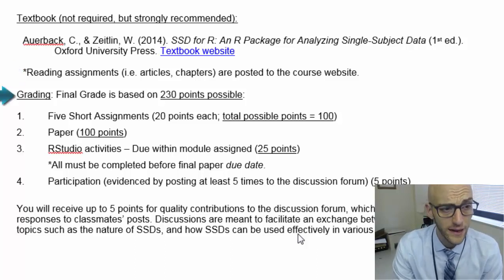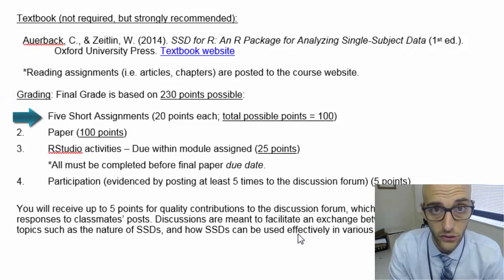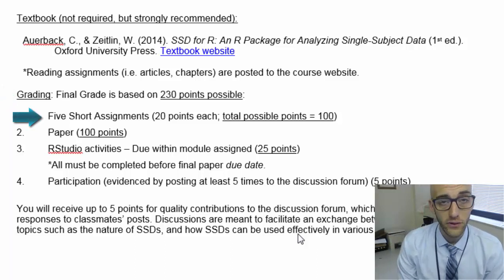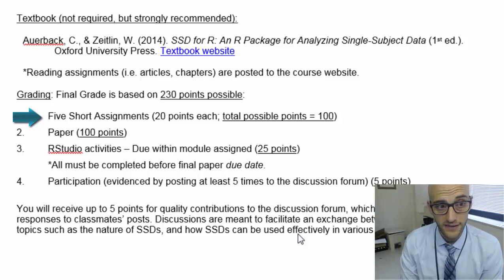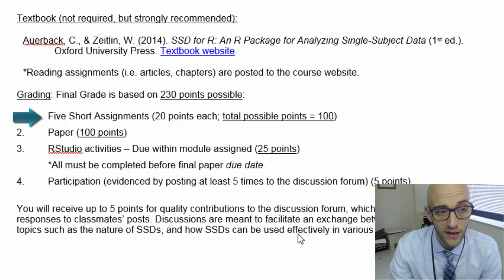As far as grading, the total grade is going to be based on 230 possible points. There's 5 short assignments, each one worth 20 points, for a total of 100 points. Each one of these short assignments starts you on the course to completing your final paper. So by doing the first 2 assignments, you're going to be developing your introduction section, and the third short assignment is actually going to be your method section. So in this way, there's a lot of overlap between the short assignments and the final paper, so it seems more daunting of a task than it actually is.